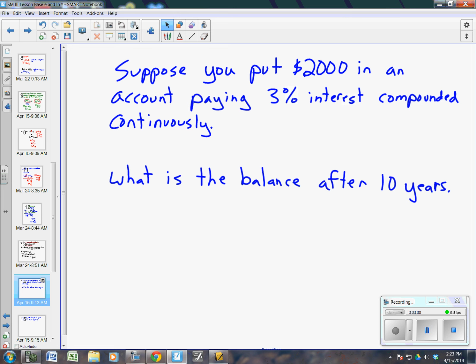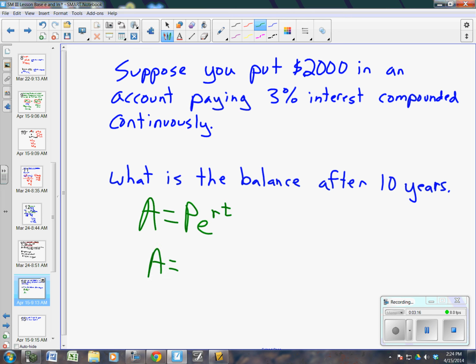So we just learned that formula. A equals P times e to the RT power. Okay, which of these variables do I know? Do I know A, the amount, after 10 years? No, I don't know that one. Do I know P? 2,000, that's my principal. Do I know e? It's a number. Everybody in my last class was asking me, isn't that a variable? What does that stand for? I can't remember what e stands for. So e is a number.